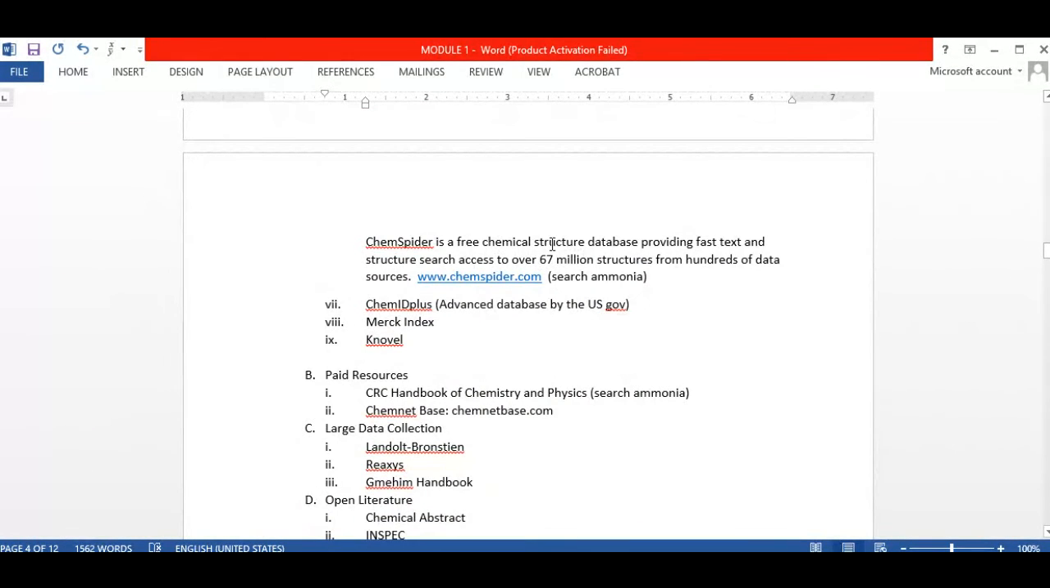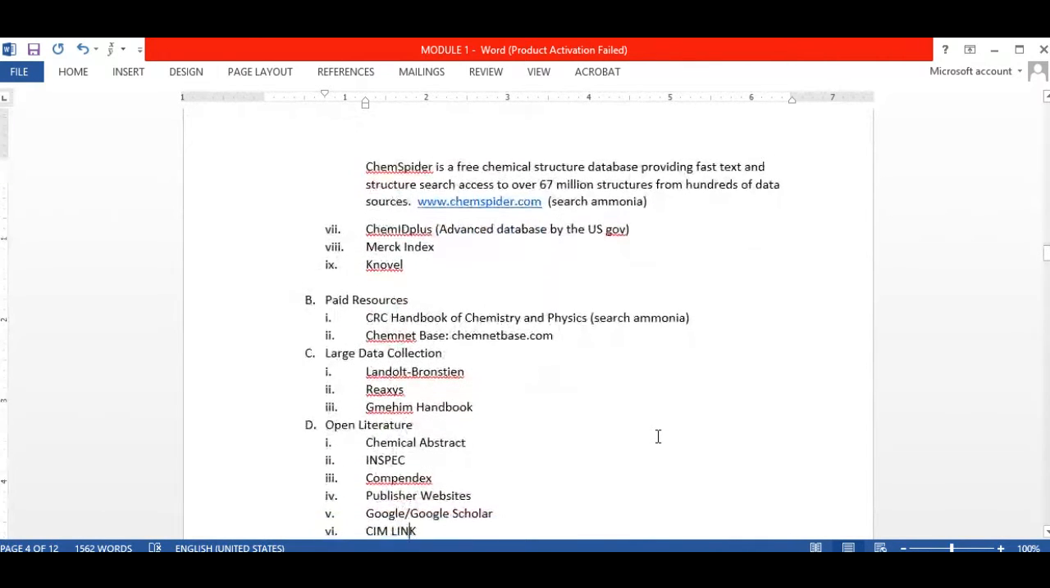So here, if you are interested in the chemical structure of a compound, you can get it from ChemSpider. Another one is MedlinePlus, and another is the Merck Index. Another is Novel. Okay. Now, when you do not find your data here in the free resources, then you look for the paid resources.